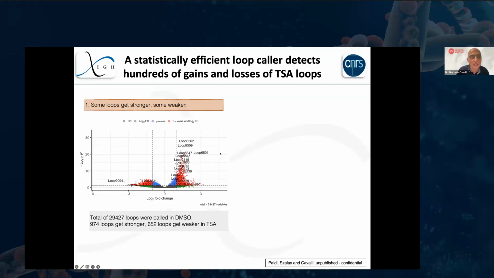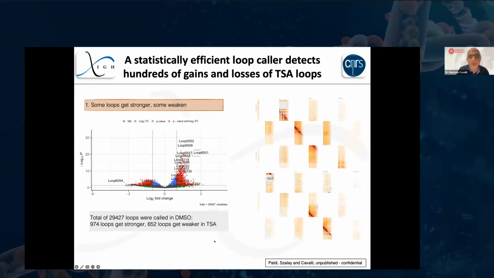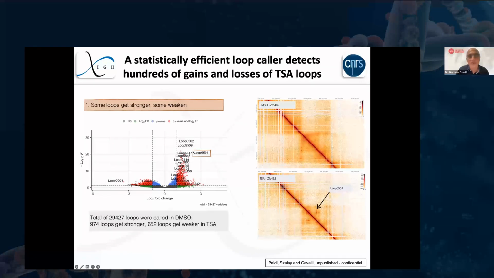And so here we were able to call about 30,000 loops that are really robust. They are found in all 6 replicates. And we see that about 1,000 get stronger and others get weaker upon TSA treatment. Just to give you an example, this is one of the loops that is really popping up. It's almost not present here. And we can really quantify these things.